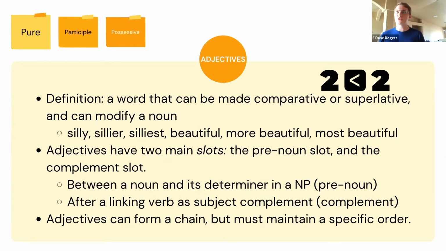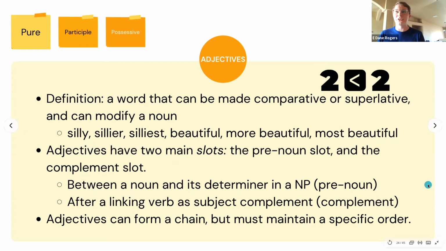Their most natural location is prior to the noun that it's commenting on. That's called the pre-noun slot. It can also go after a linking verb in the complement slot. So between a noun and its determiner is pre-noun, and after linking is complement. And adjectives can form a chain. I can stack up my adjectives, but they have a very specific order which they must be in.